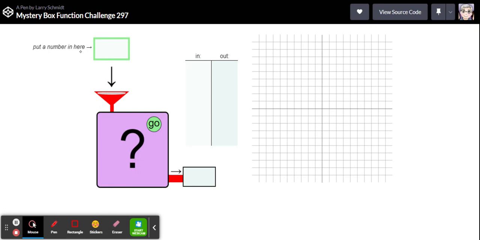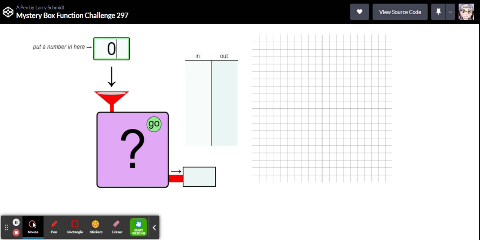Hello everybody and welcome to another Mystery Box Function Challenge. In the purple mystery box there is some math and your challenge is to figure out what it is. If you'd like to try this out on your own, you can use the link in the description, and when you've got an idea, come on back and see if we get the same thing.